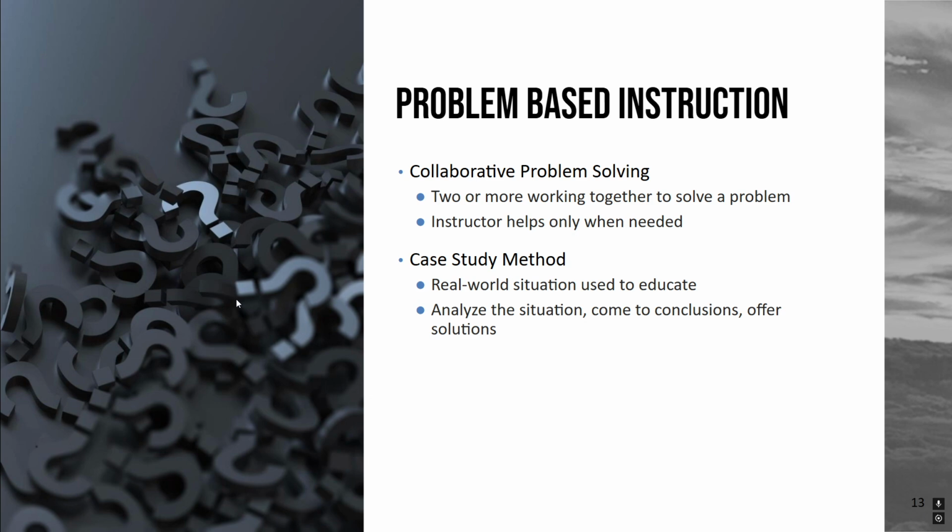Next is collaborative problem solving. So 2 or more people working together to solve a problem, and you helping only when needed. One of the big things of training new students is having them gain that pilot in command mentality. And so by the end of their training for their private pilot license, you're not doing anything, and you're making sure that they can do every single thing. They can handle different issues that arise mid-flight.